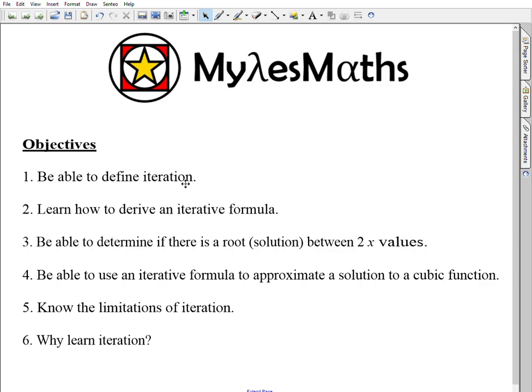So we've learned the definition of iteration. Iteration is simply a repeating process that uses one answer, one approximation to a solution to an equation, to generate a better approximation to a solution. We've learned how to derive an iterative formula by rearrangement. We've been able to determine whether there is a root between two particular x values by looking at the change in the y value from positive to negative or negative to positive. We've been able to use an iterative formula to find a solution to a cubic function. We know the limitations, which is that you may have to use more than one iterative formula if you want to find all the roots of a cubic. And we've learned that the major reason for learning this is computing and computer science.